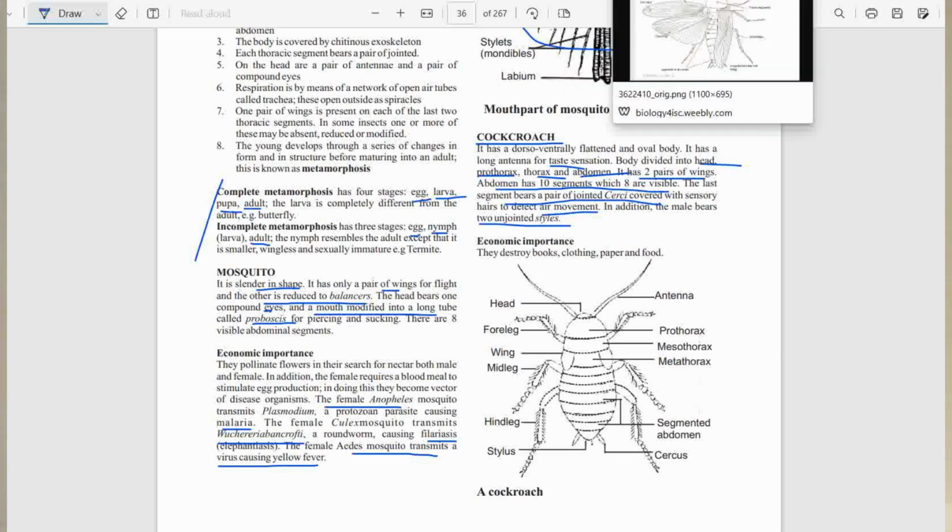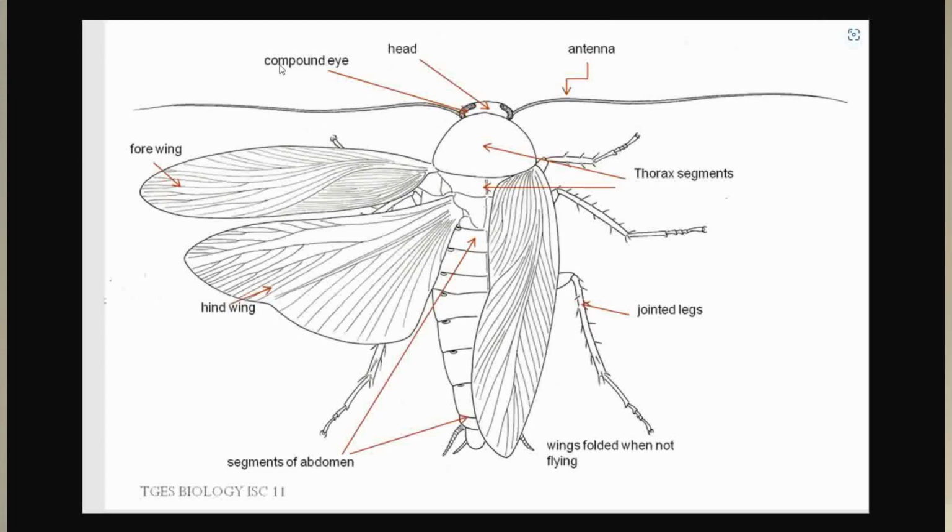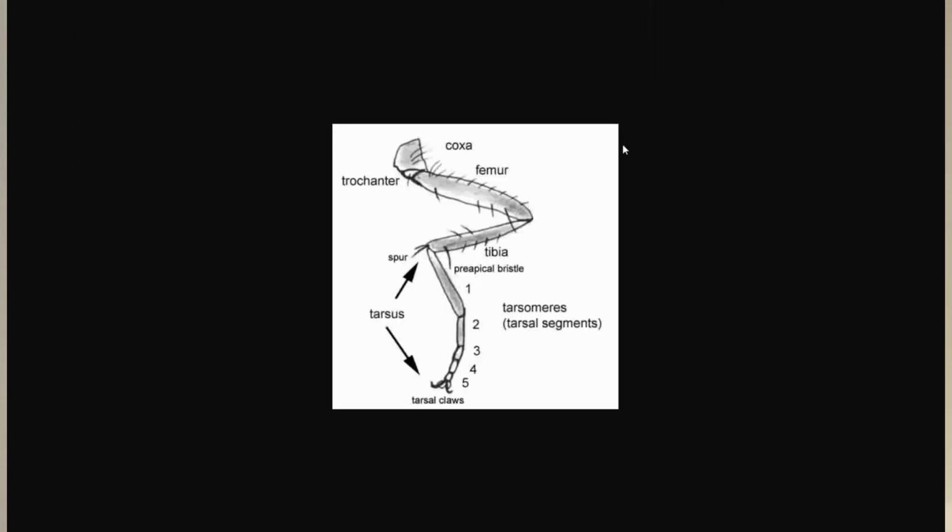And I'll show you a clearer image of the cockroach that shows the anatomy quite vividly. So this is the cercus, this is the style, and this is the cercus here. Okay, now you should be able to take a closer look at the leg of the cockroach as well, and be able to draw and label.